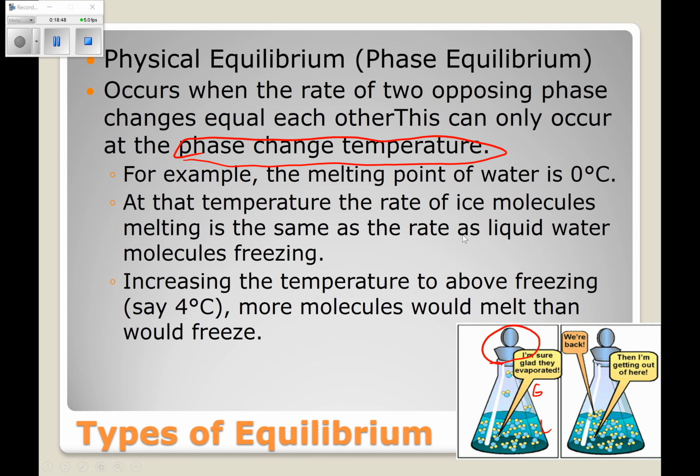Same idea at 0 Celsius. The rate at which ice molecules melt has to be the same as the rate at which liquid molecules are freezing. If we increase the temperature above 0 Celsius, a few degrees let's say, more molecules are going to melt than would freeze, and we're not going to be able to achieve equilibrium there.